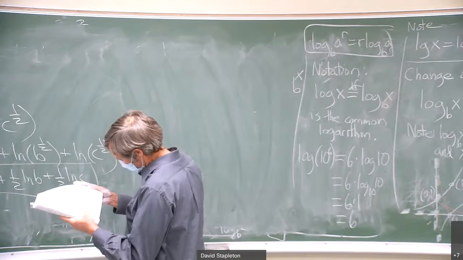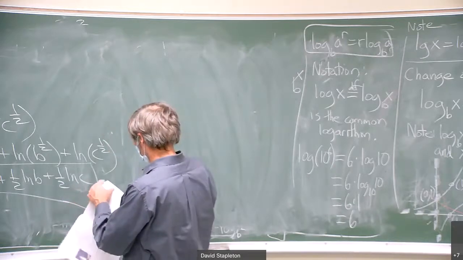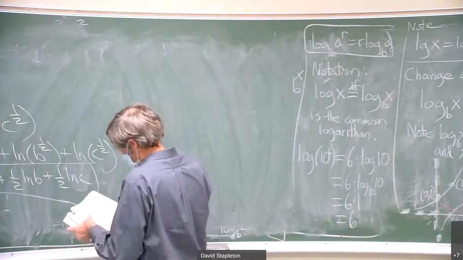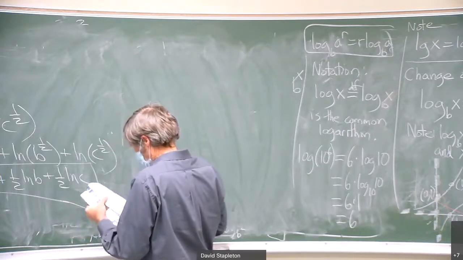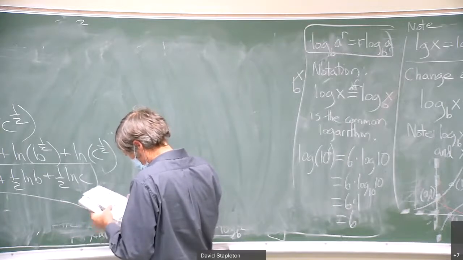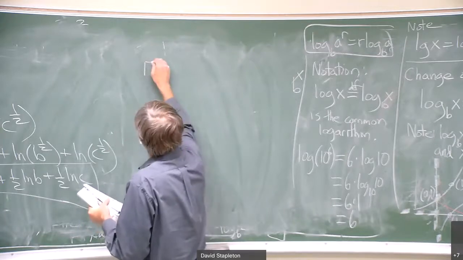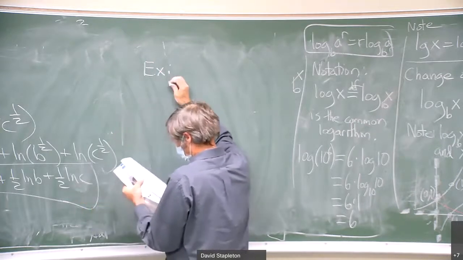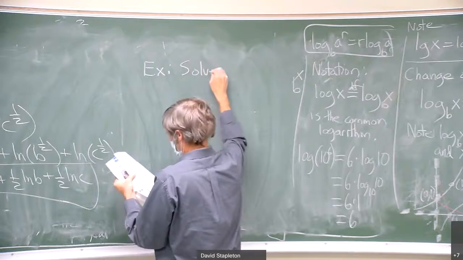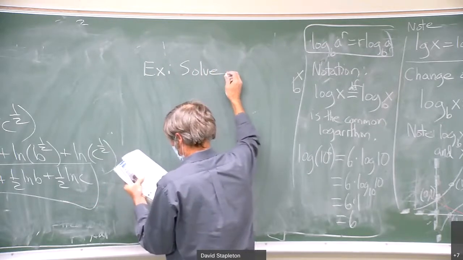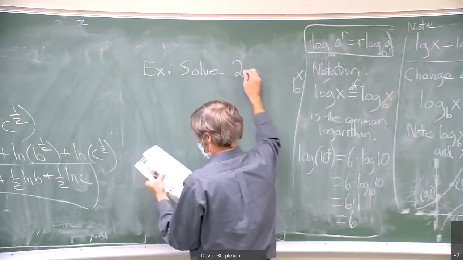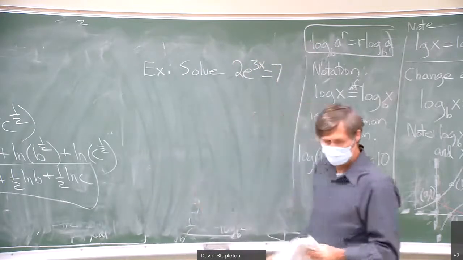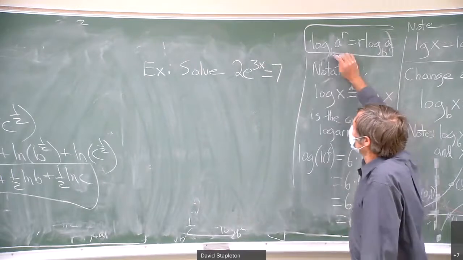All right. So now we got the biggies here right at the end. Then we want to be able to solve equations using exponentials. And there's a couple of them in here. Example. Suppose I want to solve an equation like this: 2 e to the 3x equals 7. This is what we often need logarithms for. How do you solve that?